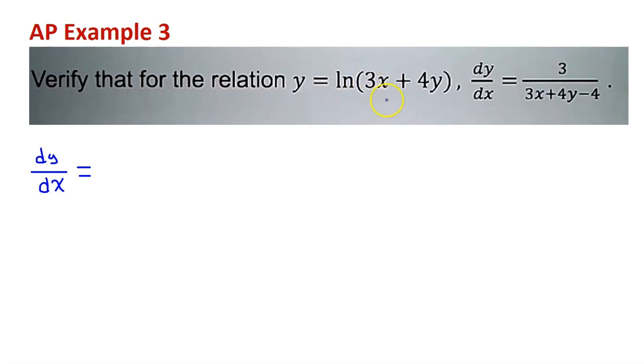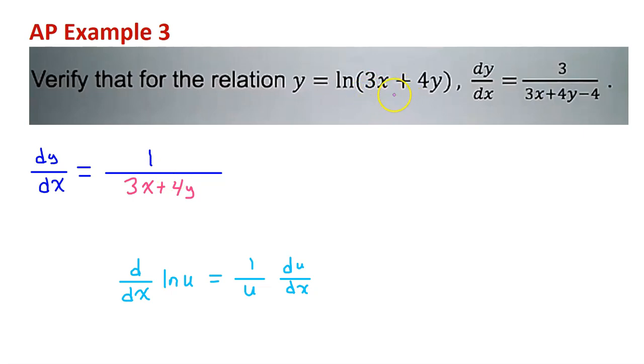We're going to need the chain rule for this one. Make sure you have memorized this rule. The derivative of natural log u is 1 over u, and then the chain rule, times the derivative of the inner function. In this case, the inner function, the u, is 3x plus 4y. So 1 over u is 1 over (3x plus 4y). That's the derivative of the outer function. Now we need to multiply by the derivative of the inner function.